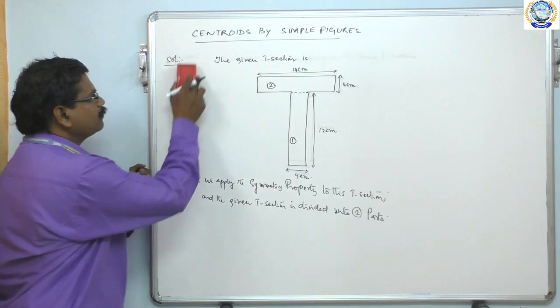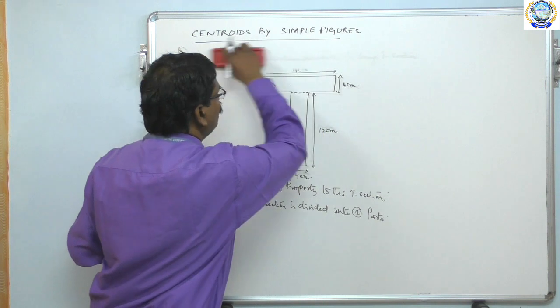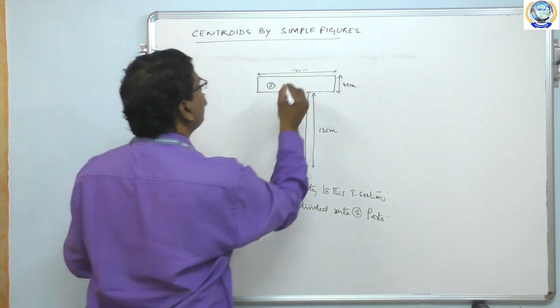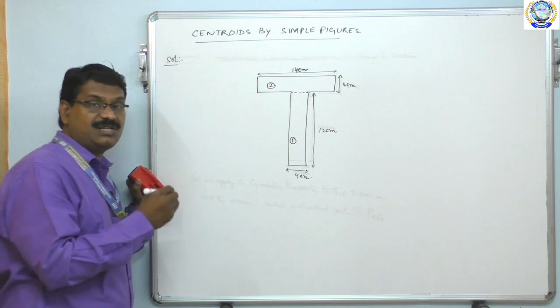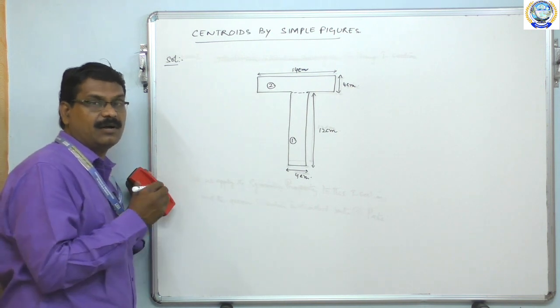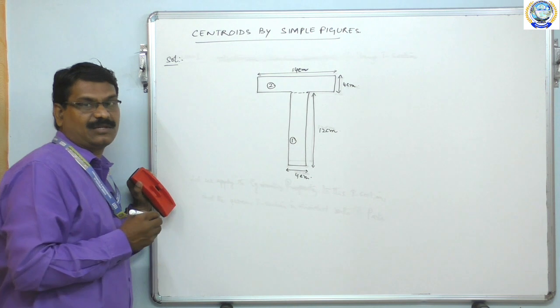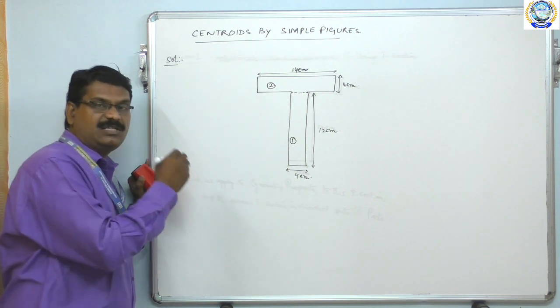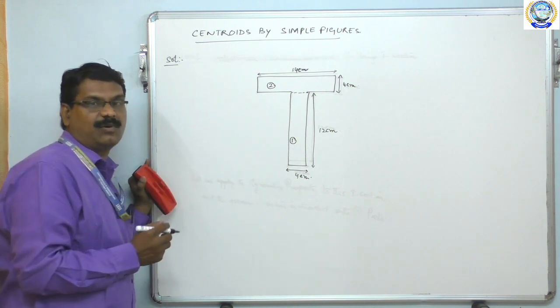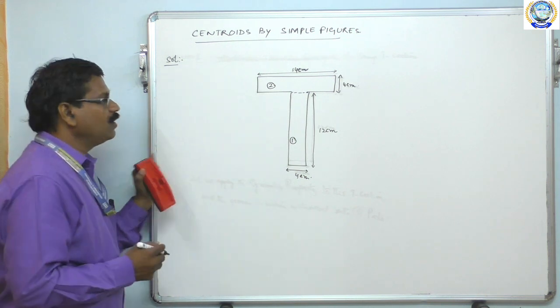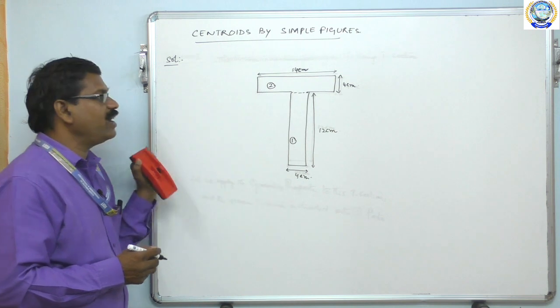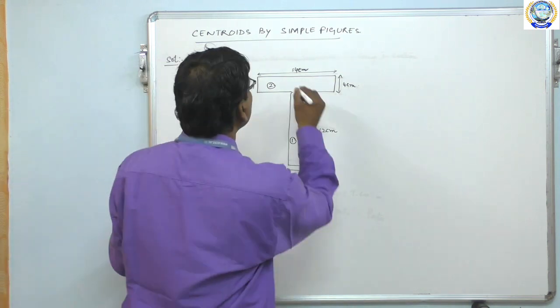When we apply the symmetry property to this diagram, usually the T shape, I shape and inverted T shape are symmetric to y-axis. That means if it is symmetric to y-axis, we need to find x bar. Suppose if it is symmetric to x-axis, we need to find y bar. Now the given T section is symmetric to y-axis. Let us see how it will be.